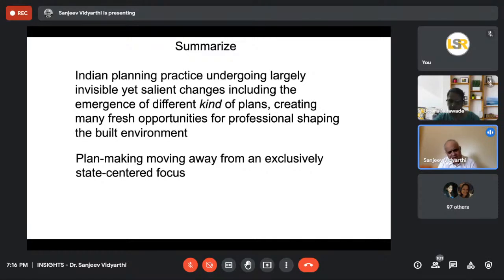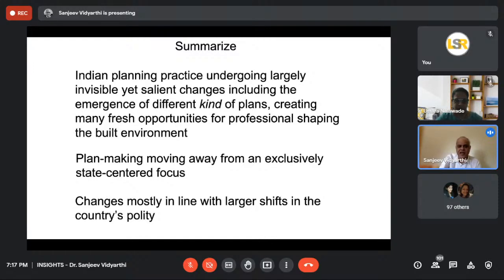सिर्फ ऐसा नहीं है कि सरकार प्लान बनाती है, जैसा मैंने आपको दिखाया, सरकार की अलग-अलग एजेंसीज हैं, अलग-अलग मैंडेट हैं, प्राइवेट सेक्टर बहुत इंपॉर्टेंट है, नॉन प्रॉफिट सेक्टर बहुत इंपॉर्टेंट है, and communities and people's plans are very important. Politicians play a major role in shaping plan making. And these changes are mostly in line with larger shifts in the country's polity.